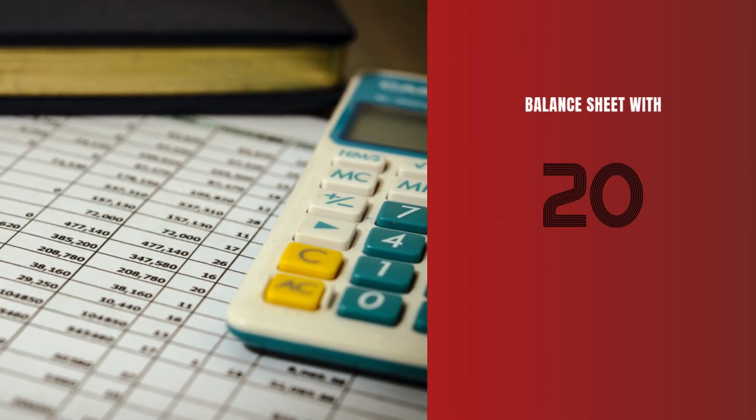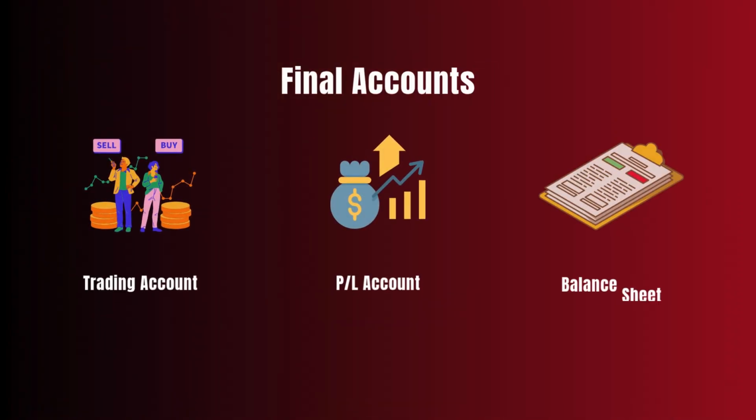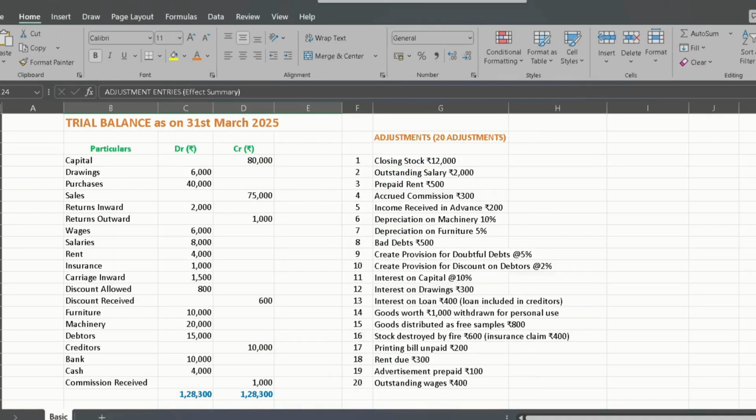We will start from 20 adjustments and finally prepare the trading account, profit and loss account and balance sheet step by step. Most exam questions follow this format with a maximum of 6 to 8 adjustments allowed. I will explain and cover all the adjustments. So while these questions may seem lengthy, there is no need to panic when you see them.